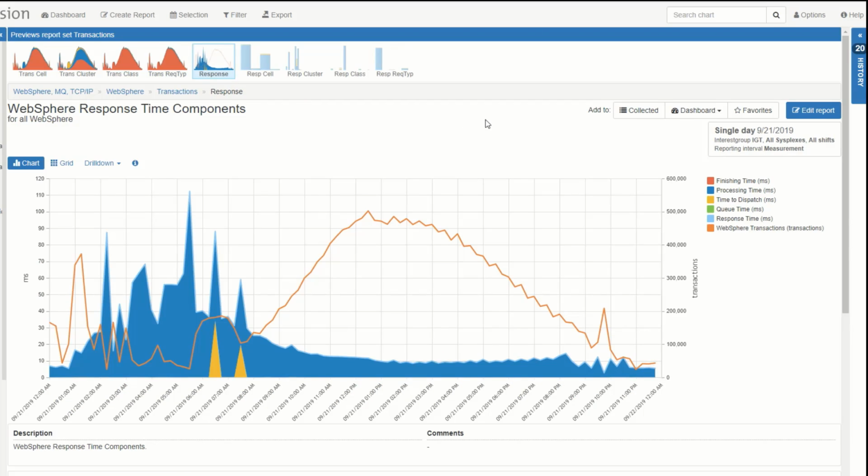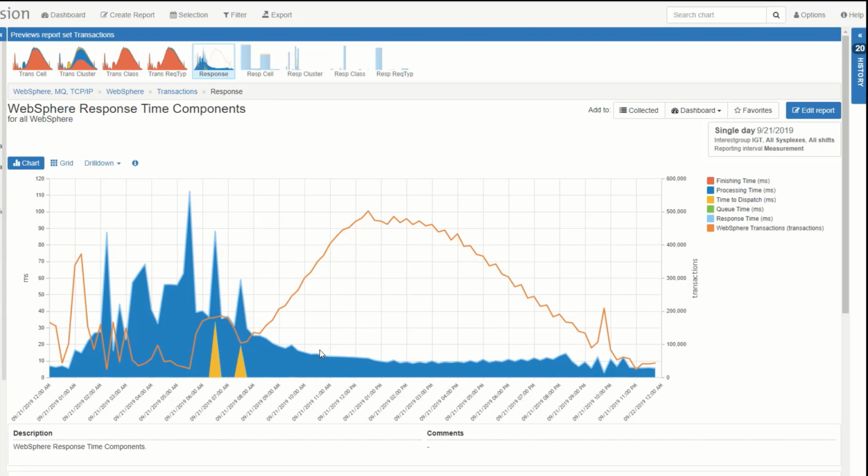In addition to transaction volumes, we also have response time data. This chart once again covers all of our WebSphere workload. The orange line represents transaction volumes, and the surface area data represents response times. We see a fairly typical pattern of faster response times during the day and longer running work at night.